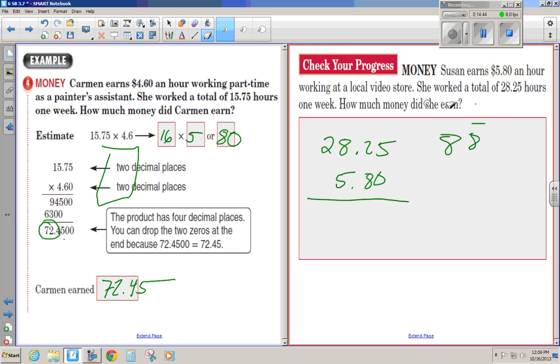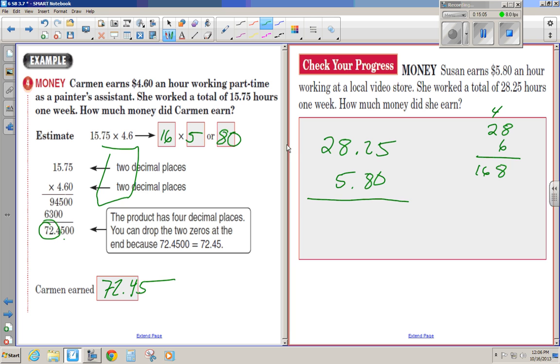Let me write it so it's a little easier for you to see. All right, so we're going to do an estimate of 28 times 6. 8 times 6 is 48. Carry the 4. That's 12 plus 4 is 16. So about $168.